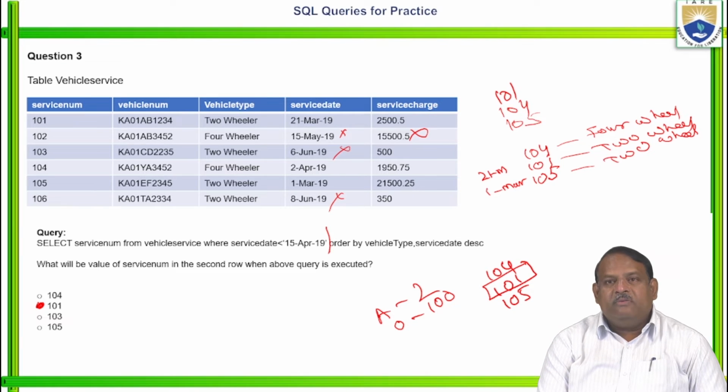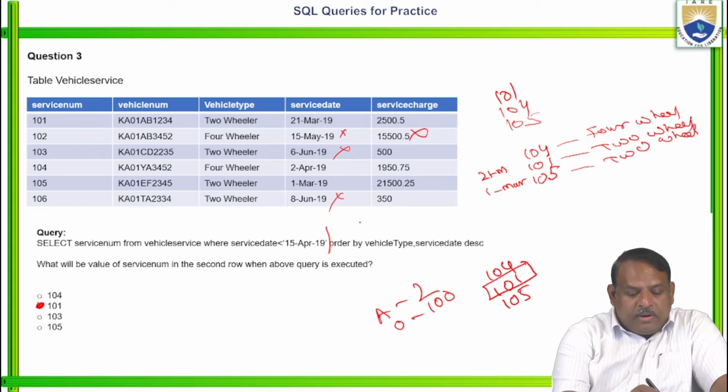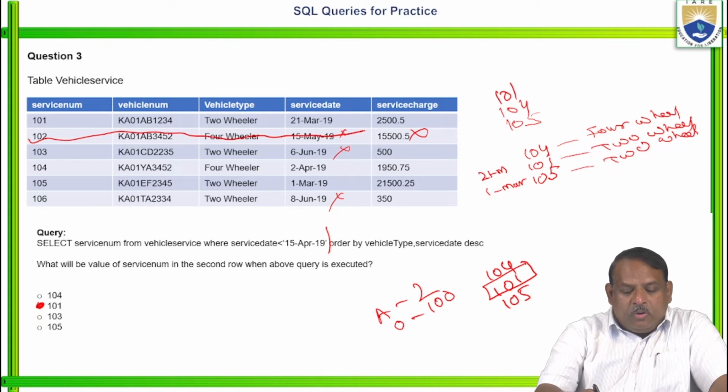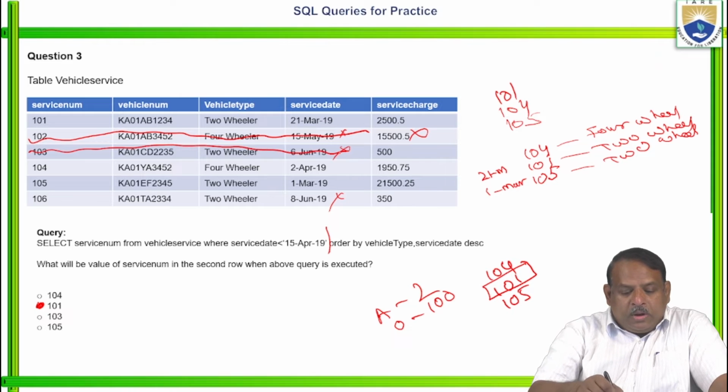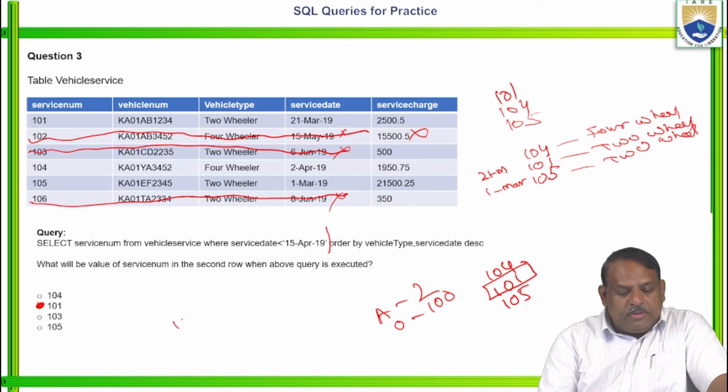Whose date is less than 15th April. So you can safely remove 102. You can also remove 103. We can also remove 8 June. So you are left with 101, then 104, 105.